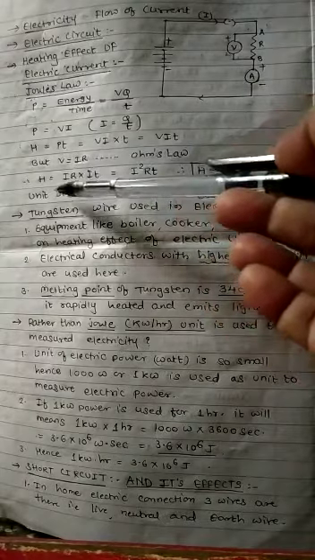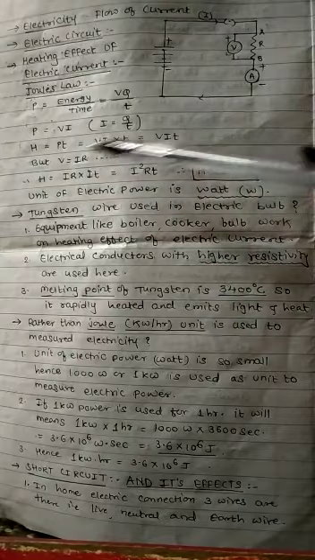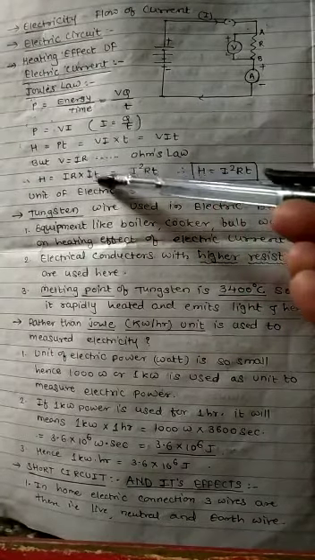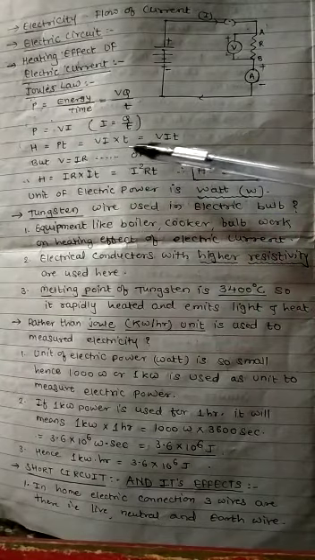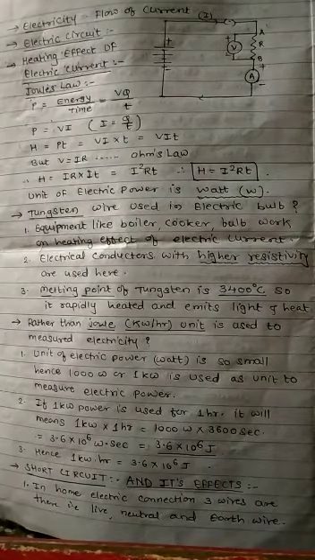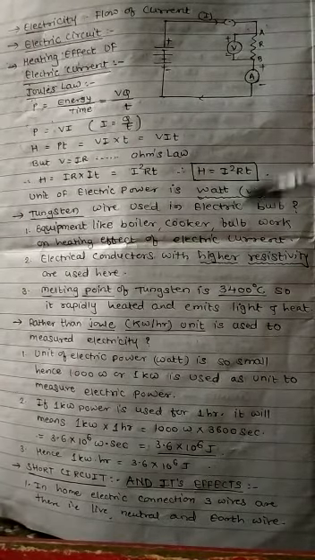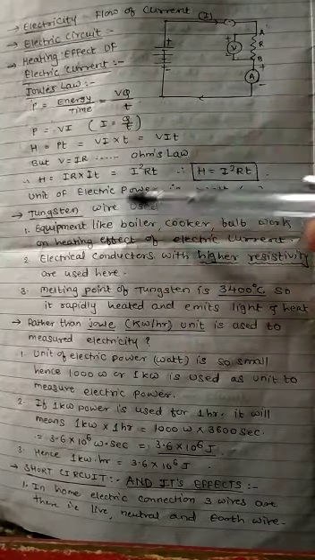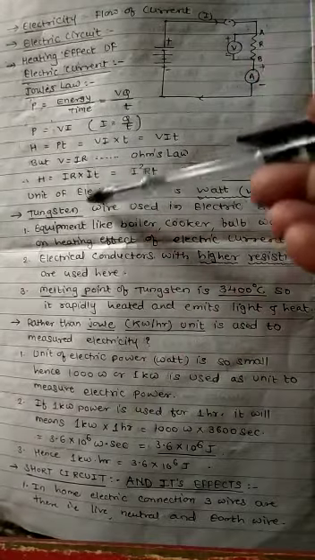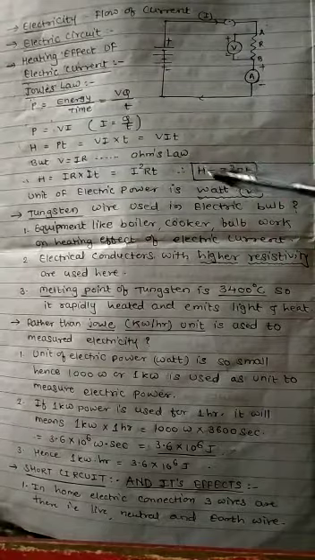So H is equal to VIT. Instead of V, you have to write IR. IR into IT as it is. So the formula is I square RT. H is equal to I square RT, current square into resistance into time. The unit of electric power is watt, and in short it is written as W. So this is the whole derivation of Joule's law formula of heat.